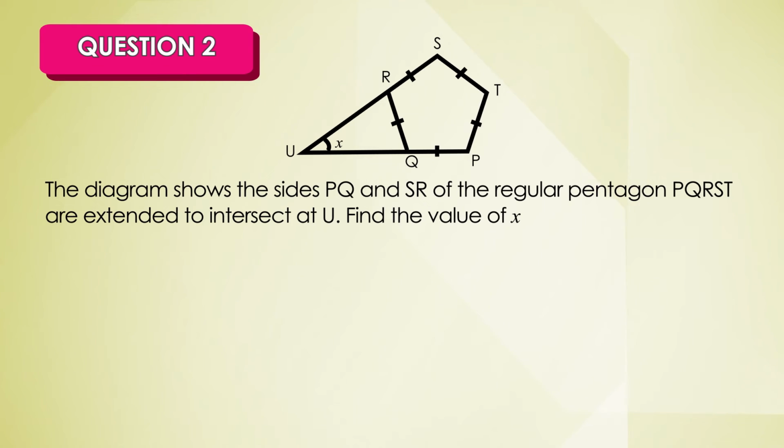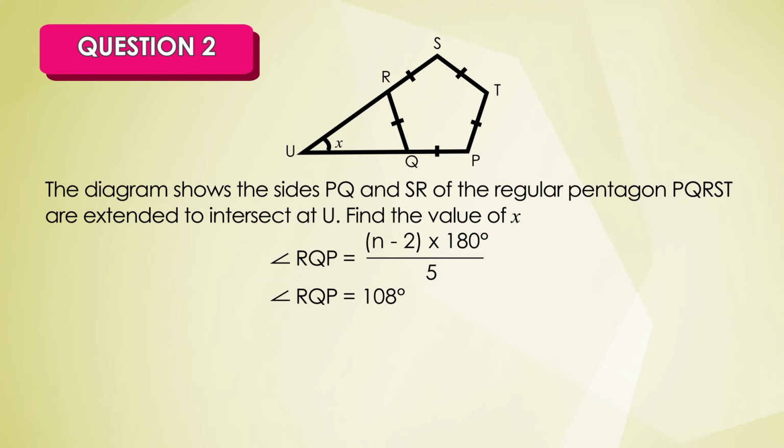The angle RQP can be calculated using the formula for the interior angles of a regular polygon. Angle RQP equals (n minus 2) times 180 degrees over 5. Angle RQP equals 108 degrees. We now know that the angle RQP is 108 degrees and the angle RQU is 180 degrees minus 108 degrees, which gives us 72 degrees.